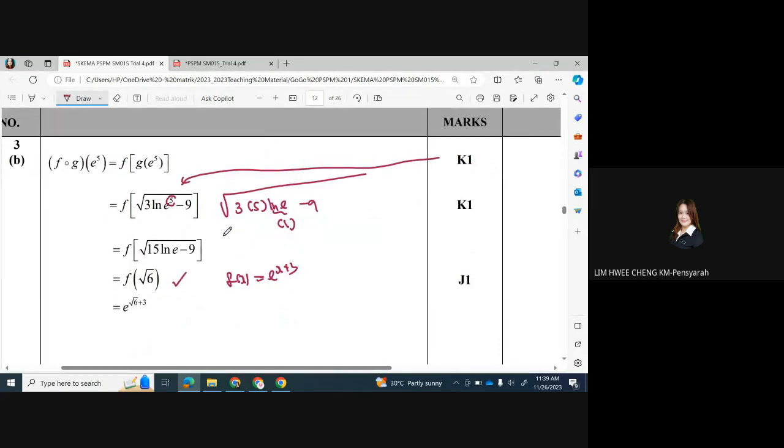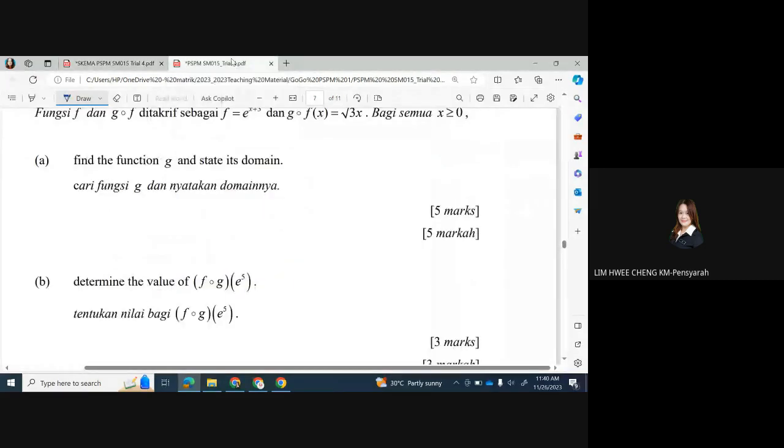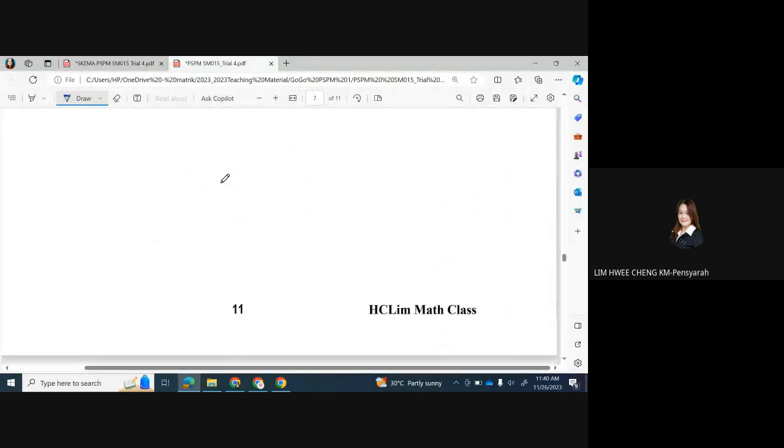Okay, this is the answer for question number 3. So, normally the third question is the chapter 5 question and it must involve the composite function. Normally, so this is chapter 5. Chapter 5 comes out as 2 questions. Dia ada 2 soalan. Okay, soalan seterusnya adalah chapter 5 also.